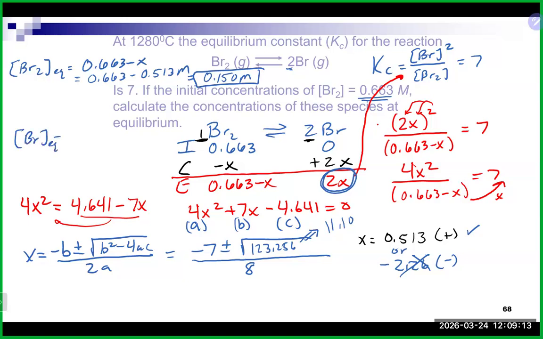And at equilibrium, that is equal to 2x, as we can see there, right, in each of those. So that's equal to 2 times x. That would be 2 times 0.513 molar. That's going to give us, we'll call it 1.03 molar for our Br in this case. And those would give us now our equilibrium concentrations of what we are looking for. Any questions on that?